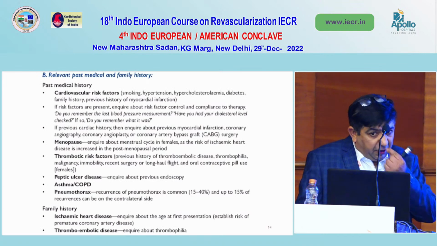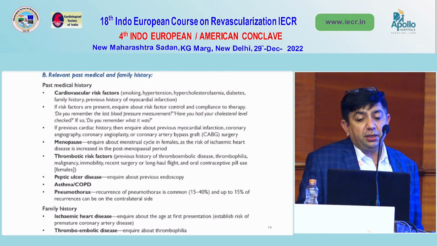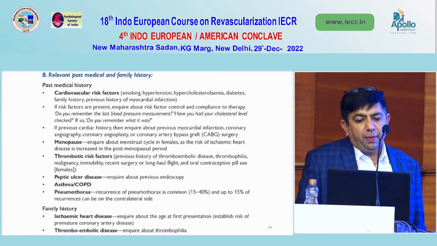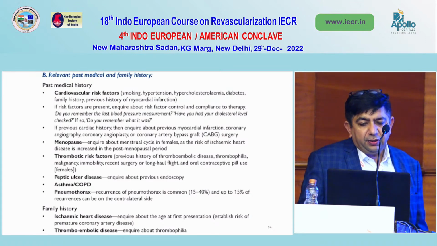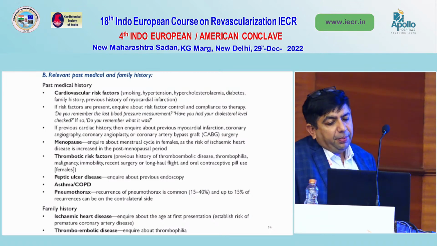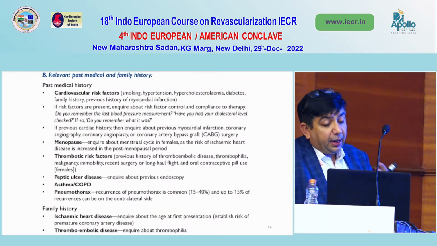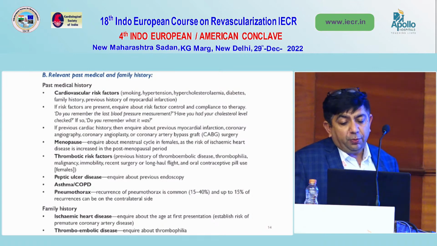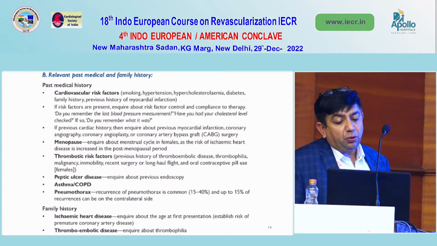Past medical history is also very important. In cardiovascular chest pain, ask about smoking, hypertension, diabetes, family history of MI, and previous history of myocardial infarction. Thrombotic risk factors include previous history of thromboembolic disease, thrombophilia, malignancy and immobility. For peptic ulcer disease, ask the patient about any previous history of endoscopy. And for pneumothorax, recurrence is common, and up to 15% of recurrences can be seen on the contralateral side.